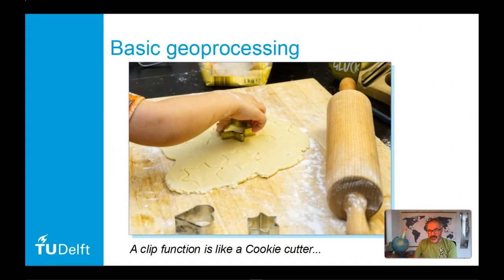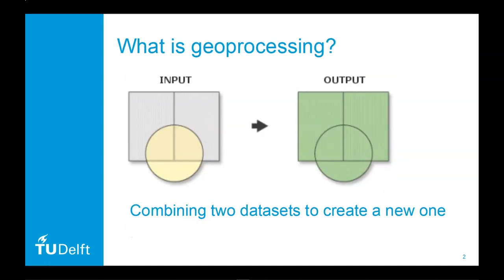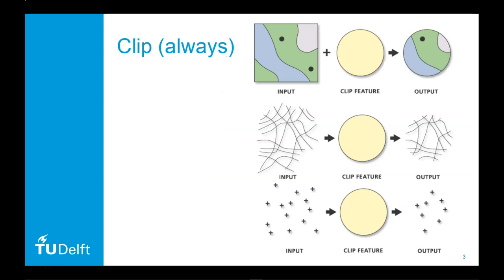In this video we're going to have a look at geoprocessing. So what is geoprocessing? The most simple explanation is geoprocessing is combining two datasets to create a new one. The most simple way of doing this is a clip.